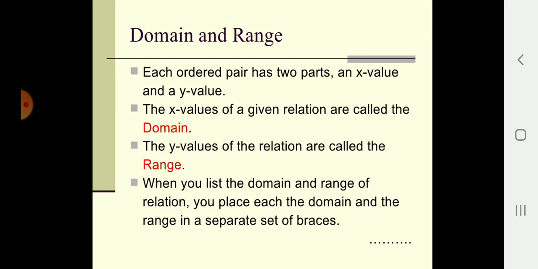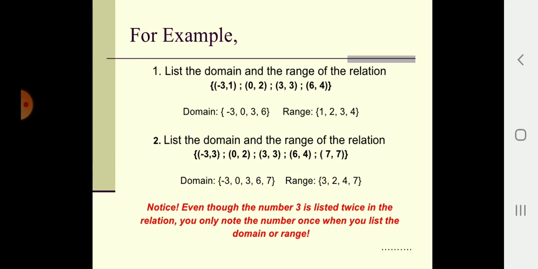So, domain and range. An ordered pair has two parts, an x value and a y value. The x values of a given relation are called the domain. The y values of the relation are called the range. When you list the domain and range of a relation, you place the domain and the range in separate sets of braces. So for example, list the domain and the range of the relation.